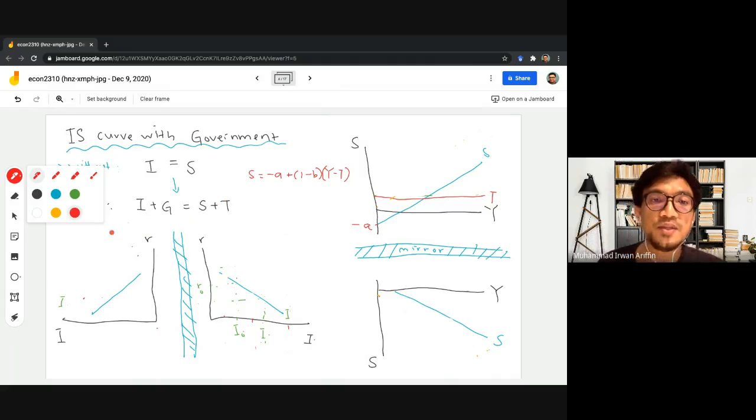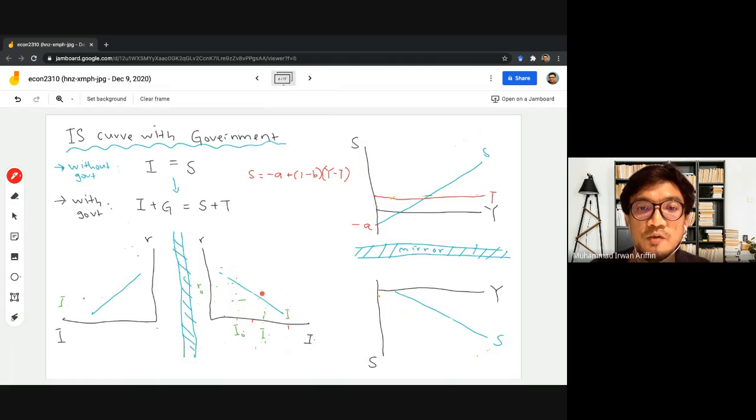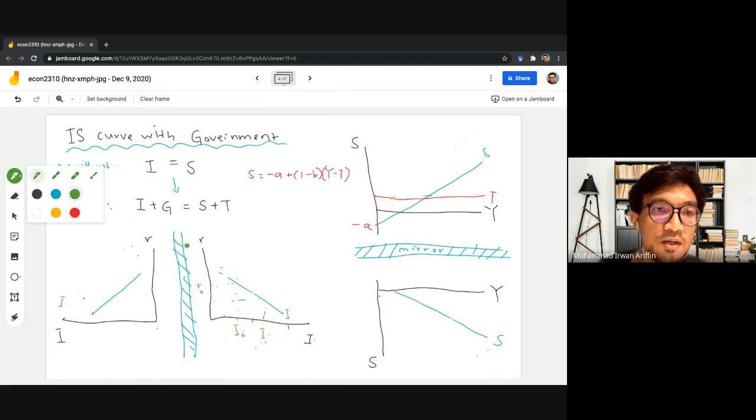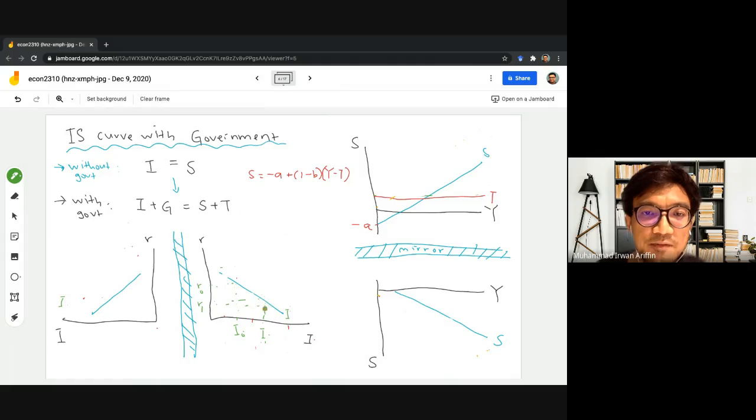We're going to start with the investment schedule. This is our original investment schedule, which is downward sloping. A higher interest rate means a lower amount of investment, while a lower interest rate gives us a higher level of investment. Now, government expenditure is assumed to be autonomous, independent of the interest rate. Let's say this is the amount of G that we are introducing into the economy.